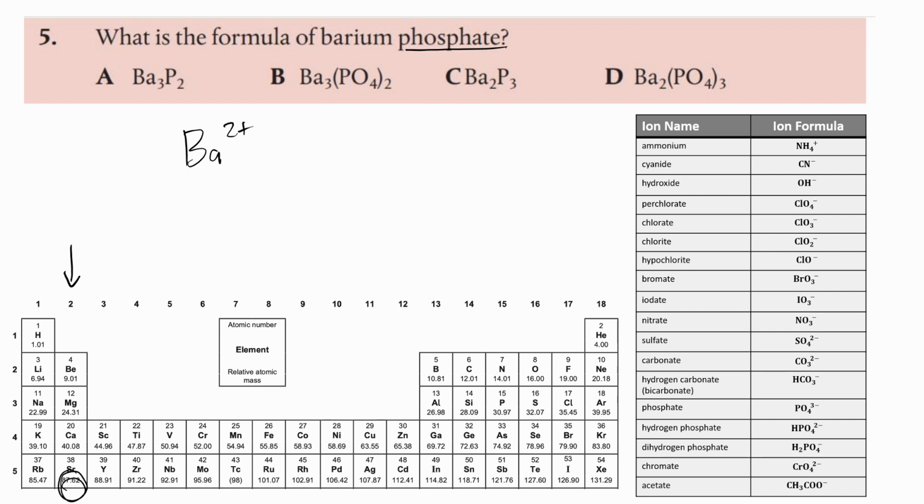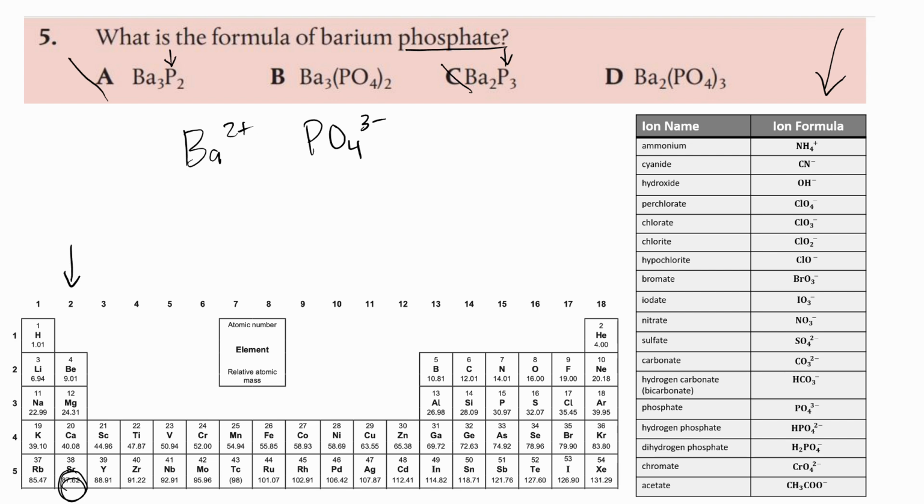Phosphate, remember, if it was phosphorus, it would end in phosphide. So A and C should have been automatically canceled out. And then if you remember your phosphate polyatomic ion, it is PO4 with a negative 3 charge. If you do not remember your polyatomic ions, please take a screenshot of this chart here and start memorizing because you are going to need it.